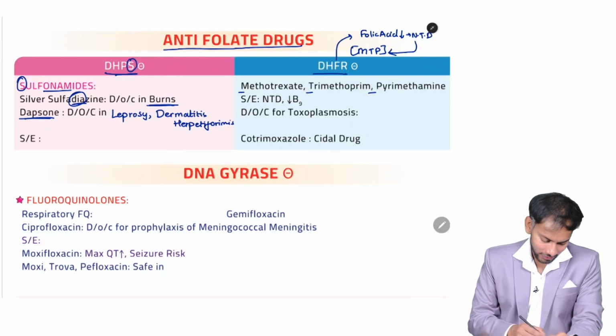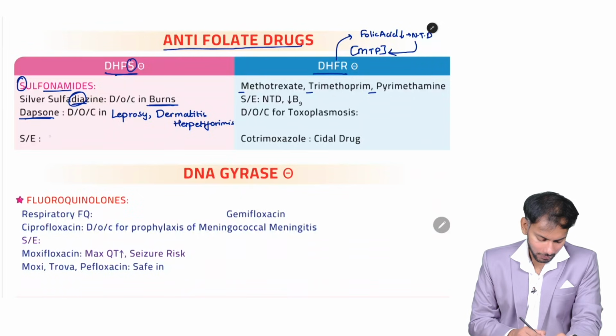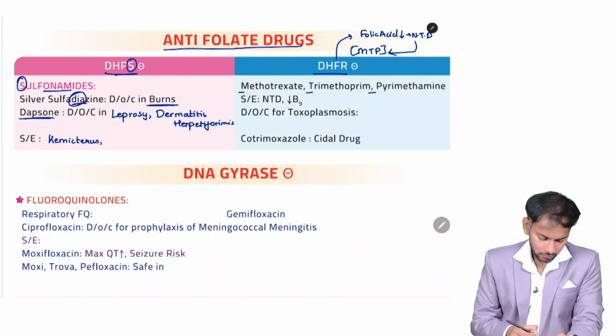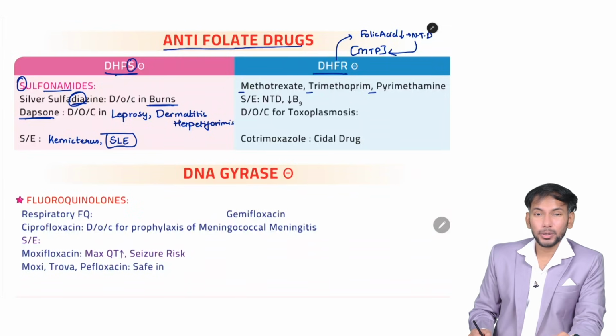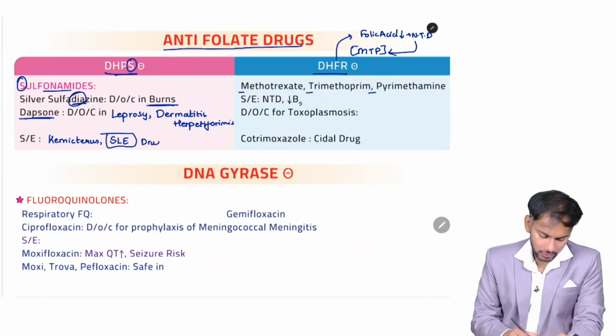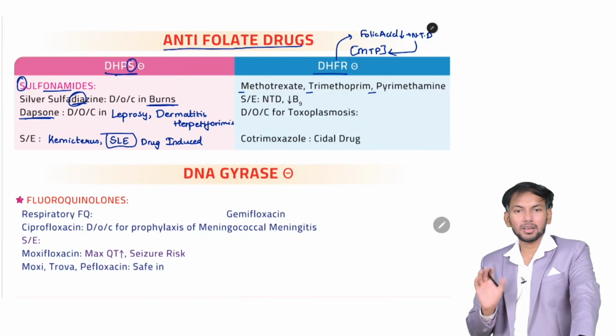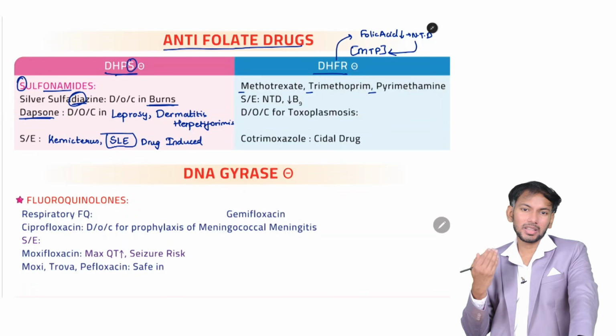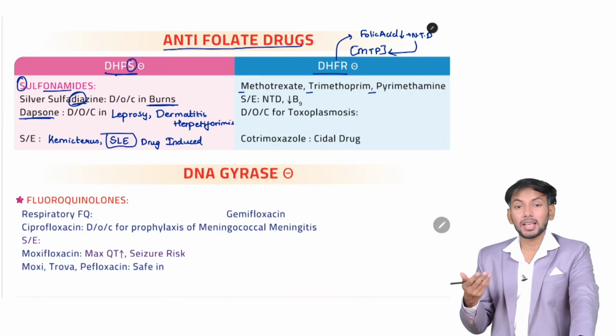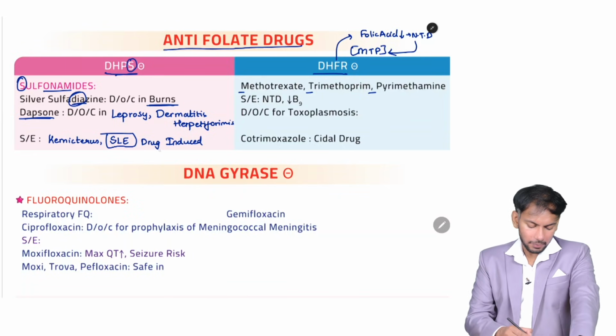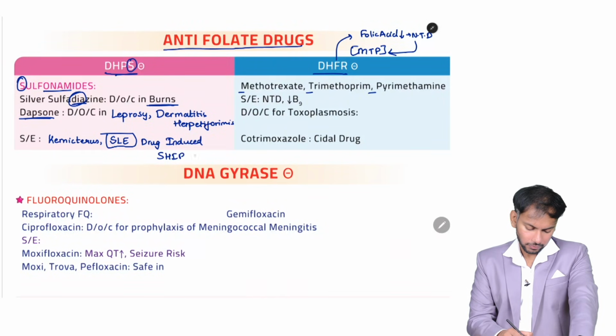The most important things to remember are, it can cause kernicterus. It can also cause SLE. Which SLE? Drug-induced SLE. I already talked about this in the general pharmacology chapter. Any drugs that undergo slow acetylation, in these slow acetylators will cause drug-induced SLE. I call them SHIP drugs.